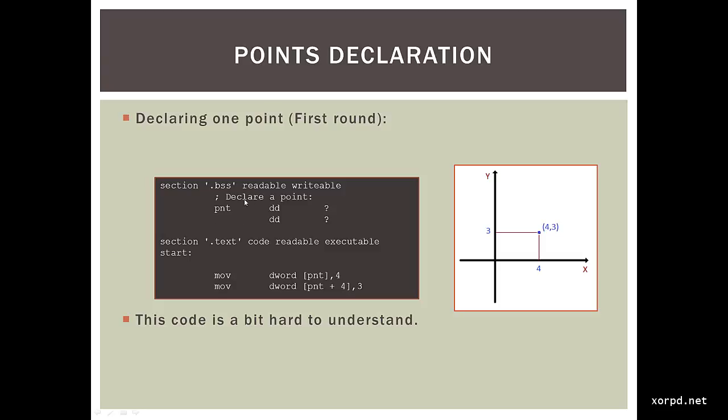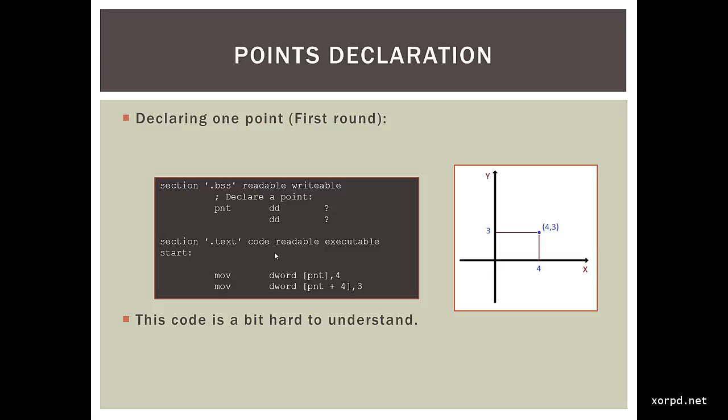How can we use this data? If we want, for example, to initialize the coordinates of the point, we can just access the first dword and the second dword in the usual way. We just move to address pnt the dword 4, and then we move the dword 3 into address pnt plus 4. So we stored exactly 2 dwords. It looks like we've solved the problem. We managed to create a point in memory.